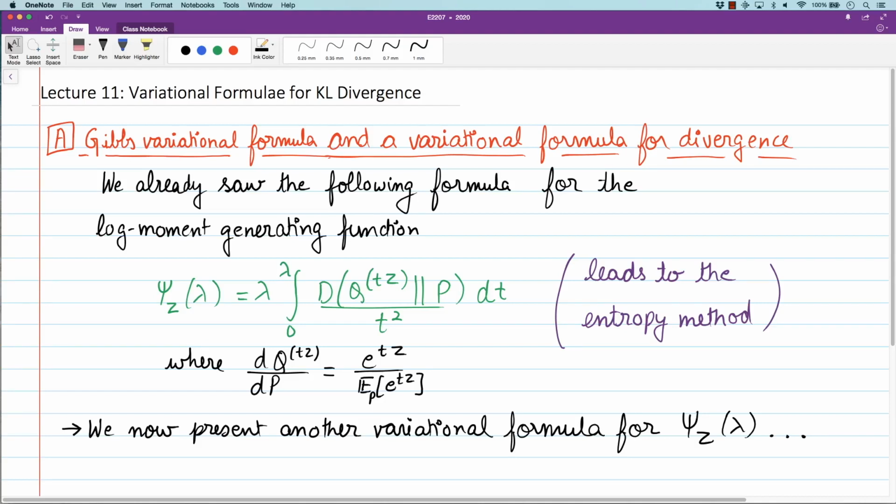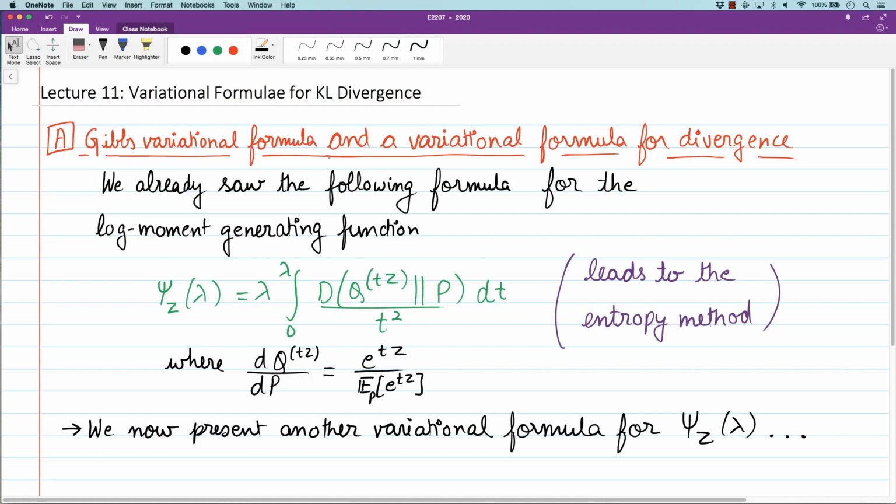Towards that, we need some variational formula for KL divergence, and it is not immediately clear what these formulae do, but in this class we will just collect these formulae, and then in the next lecture we will move forward to apply these formulae to obtain our desired bounds. So we'll start with a classic formula known as Gibbs variational principle, which is a variational formula for the log moment generating function. We saw this two weeks back, I think.